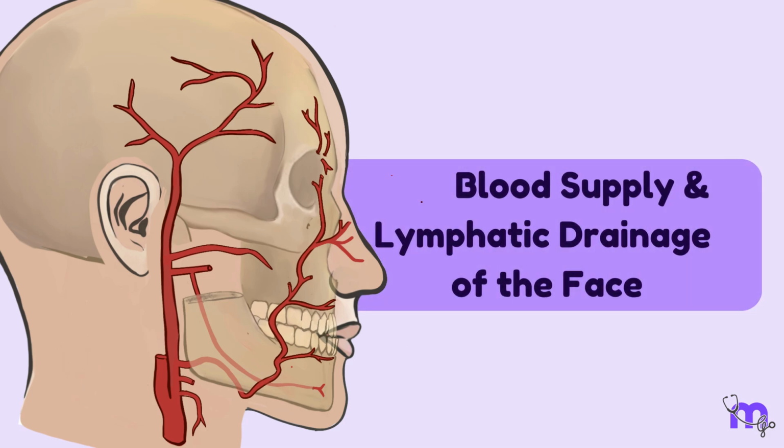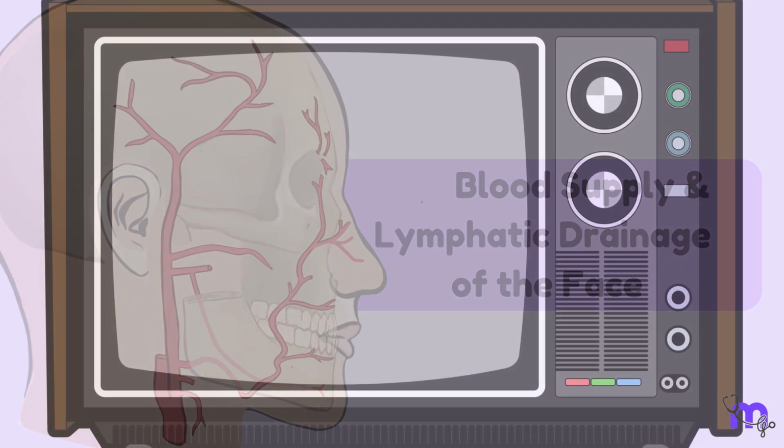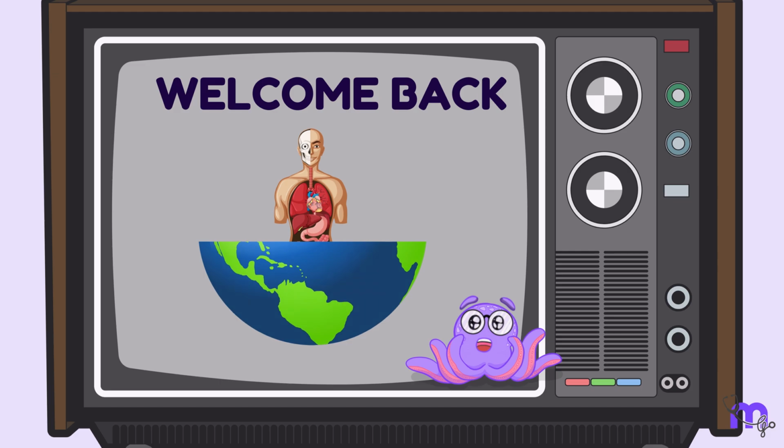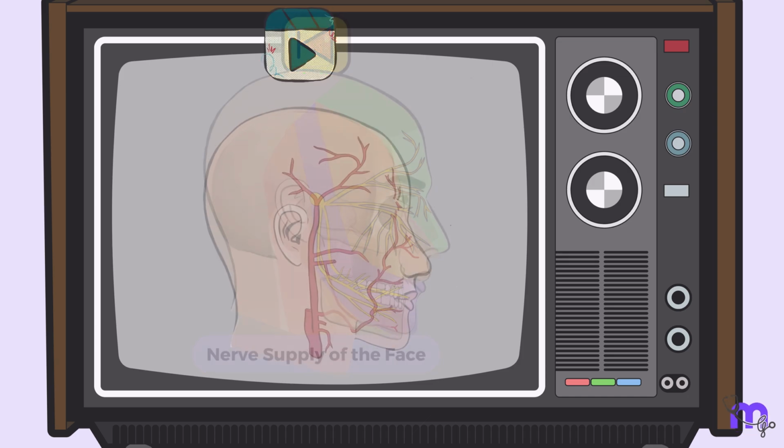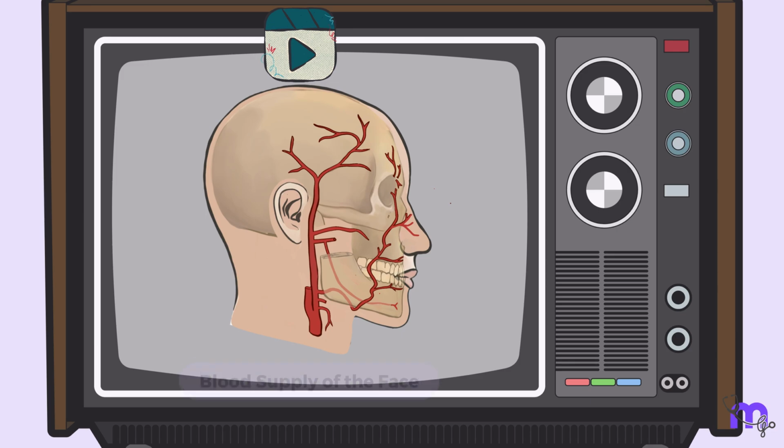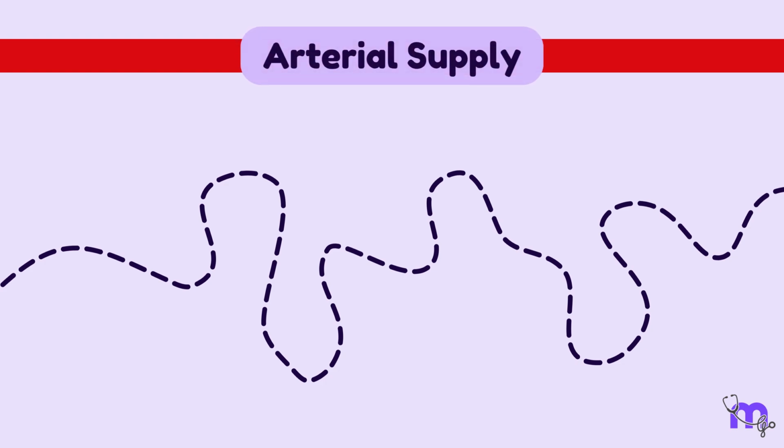Blood supply and lymphatic drainage of the face. Welcome back to the anatomy of the face. In the previous video about the face, we learned about the nerves supplying our face, both sensory and motor. Now in this video, let's talk about the blood supply of the face, beginning with the arterial supply.